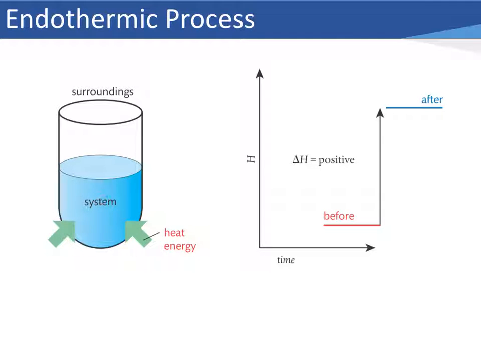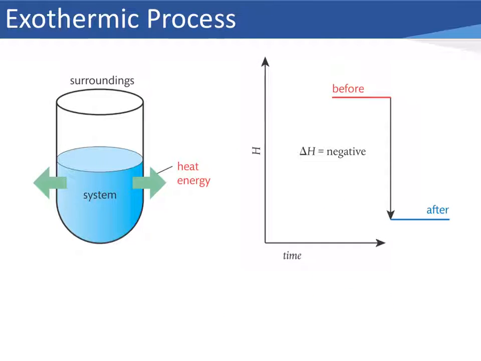So the system and the surroundings: the system here might include the water, it might not include the water. If I add heat energy to the system, delta H is positive. This is an endothermic process. If the system releases energy, it will feel hot usually, or maybe it will release light. This is called an exothermic process. The system has less energy after the reaction than before, so delta H is negative.